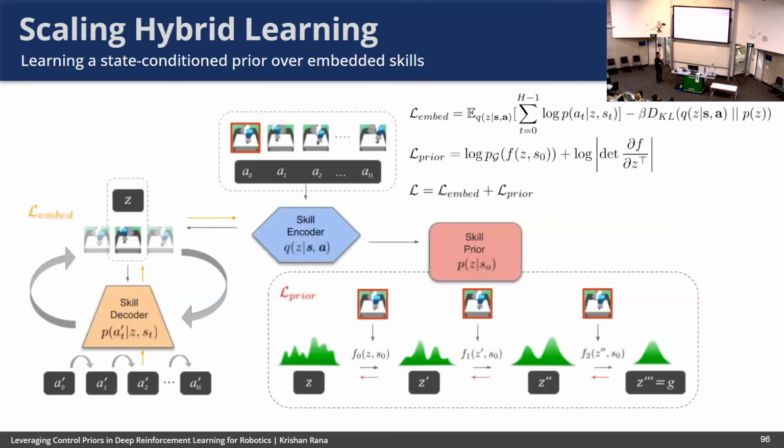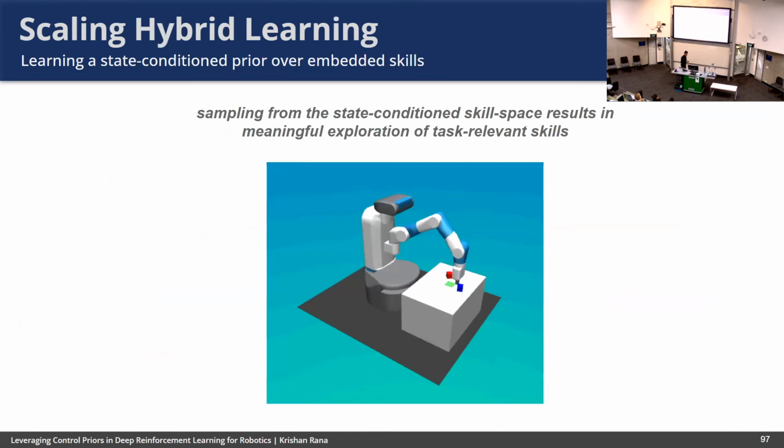Okay, so we found that we can learn this completely end to end. We can do the encoding of the embedding of the skills, and then we can also learn this prior over this. And one thing we do is we just don't allow any gradients to flow from the skill prior into the skill encoder. So with that, we now have a more constrained exploration space, which is relevant to the given state.